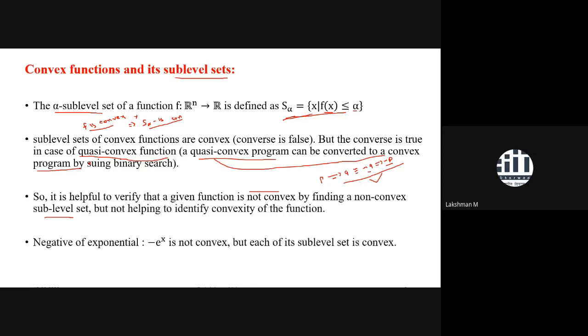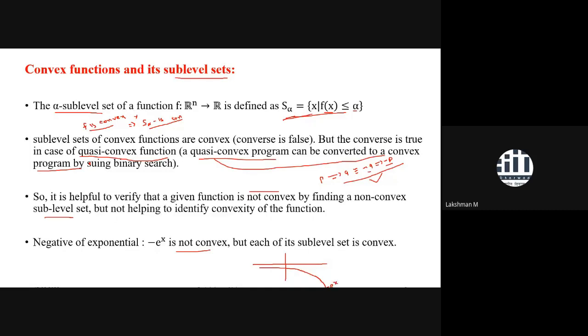So one example here I have taken. If you take minus e to the power x, then this function is not a convex function. It is concave but not convex. So what is the graph of minus e to the power x? e to the power x goes up, so with the minus sign you are taking the mirror image with respect to the x-axis. So this is the graph of minus e to the power x.